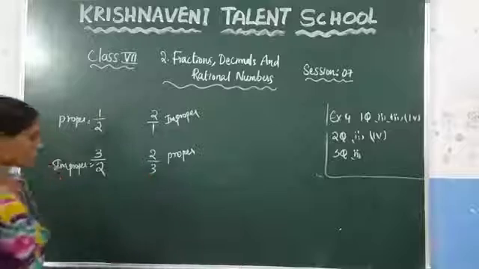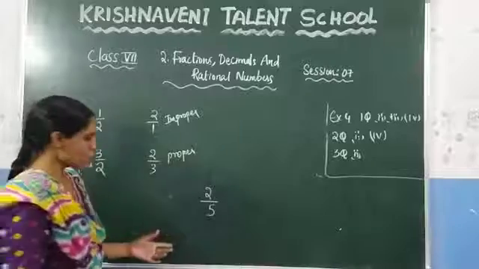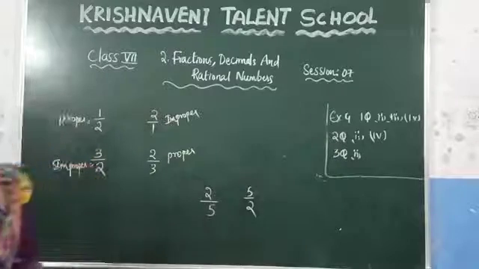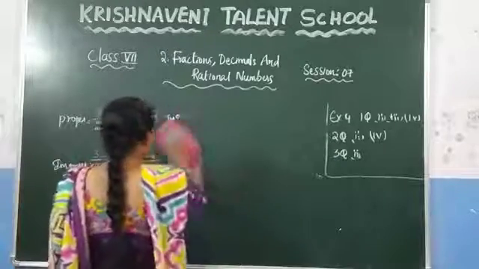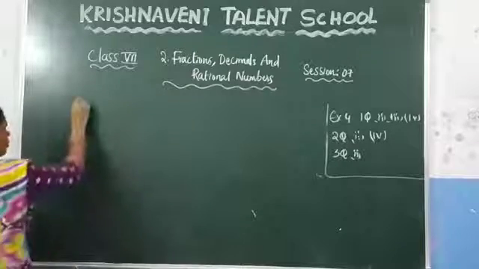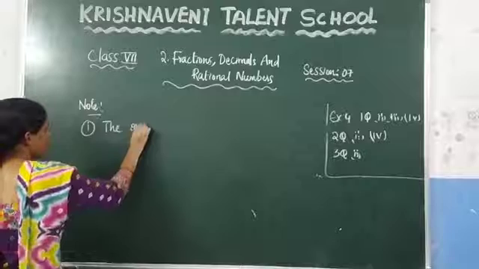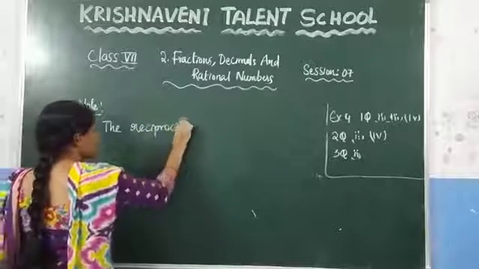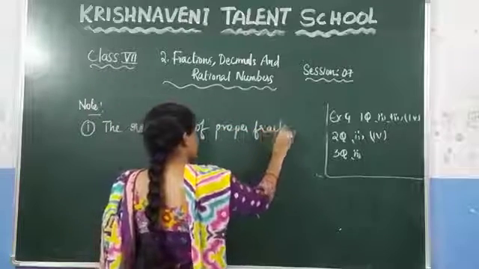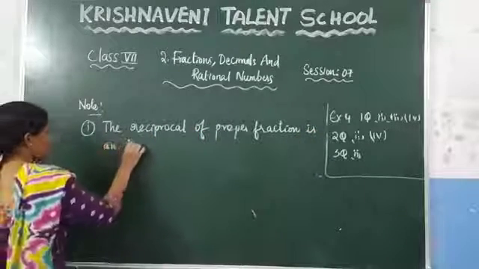This is very important. Suppose I have given 2/5, you know that it is a proper fraction. So what is the reciprocal? Which is nothing but 5/2. You know that it is an improper fraction. Now write this one here. So make a note of this. What we can see in that, the first one: the reciprocal of a proper fraction is an improper fraction.